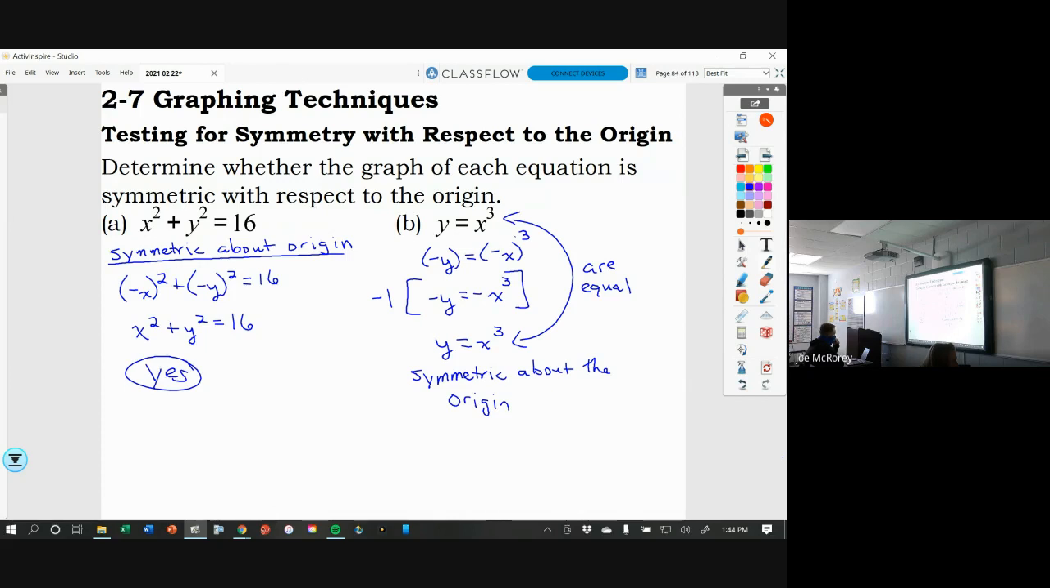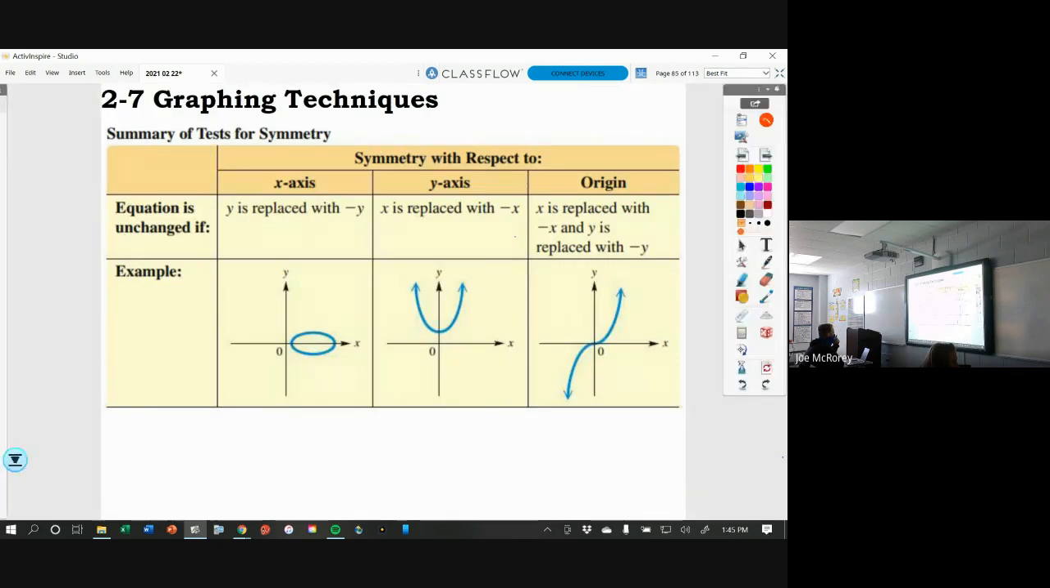Any other questions? Okay. So here's a quick summary of what we just talked about. If you replace y with negative y and you get the same result, then it's symmetric about the x-axis, and you have an example of that picture there, that little oval that's been shifted over. If you replace x with negative x, you can see symmetric about the y-axis.